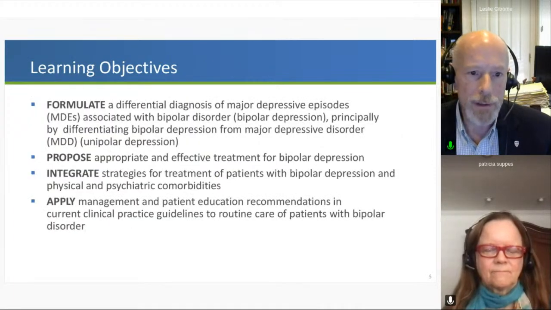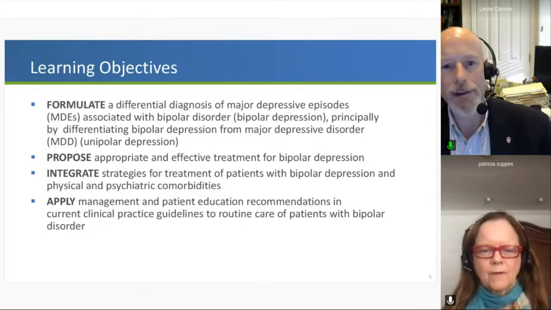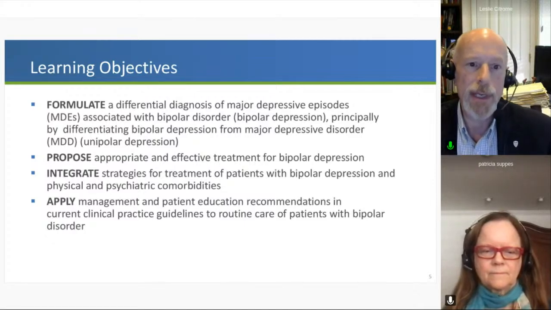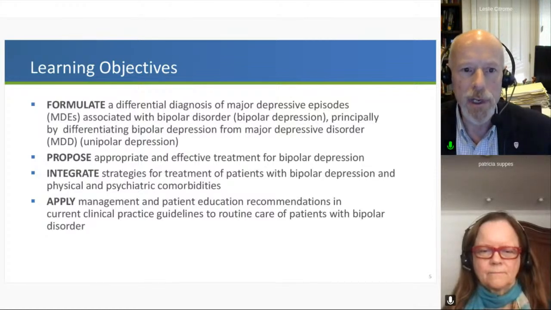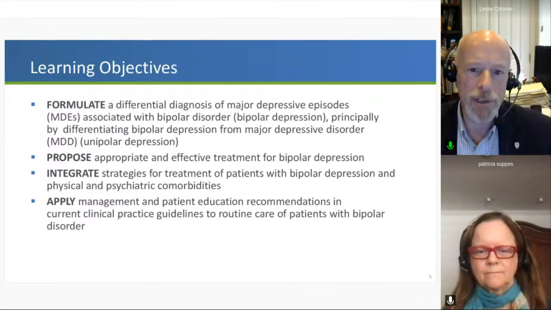Our learning objectives for this evening are to formulate, propose, integrate, and apply. What do I mean by that? We're going to formulate a differential diagnosis of major depressive episodes, MDEs, associated with bipolar disorder. We'll call that bipolar depression, principally by differentiating bipolar depression from major depressive disorder, MDD, or unipolar depression.